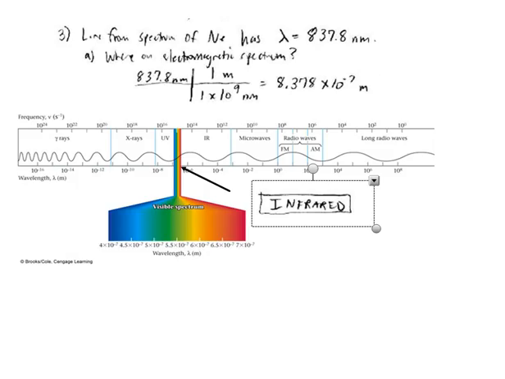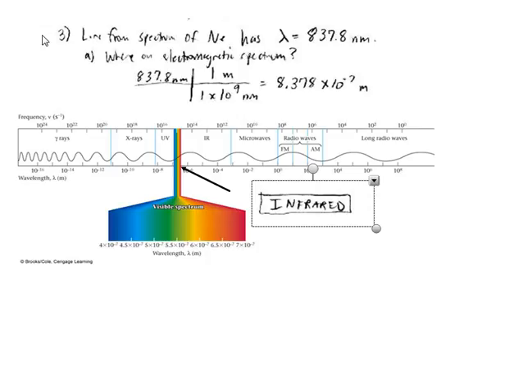Problem 3. You're asked to consider a specific line that comes from the spectrum of neon, and you're given the wavelength as lambda equals 837.8 nanometers. You're asked to find where on the span of the electromagnetic spectrum this particular wave fits.